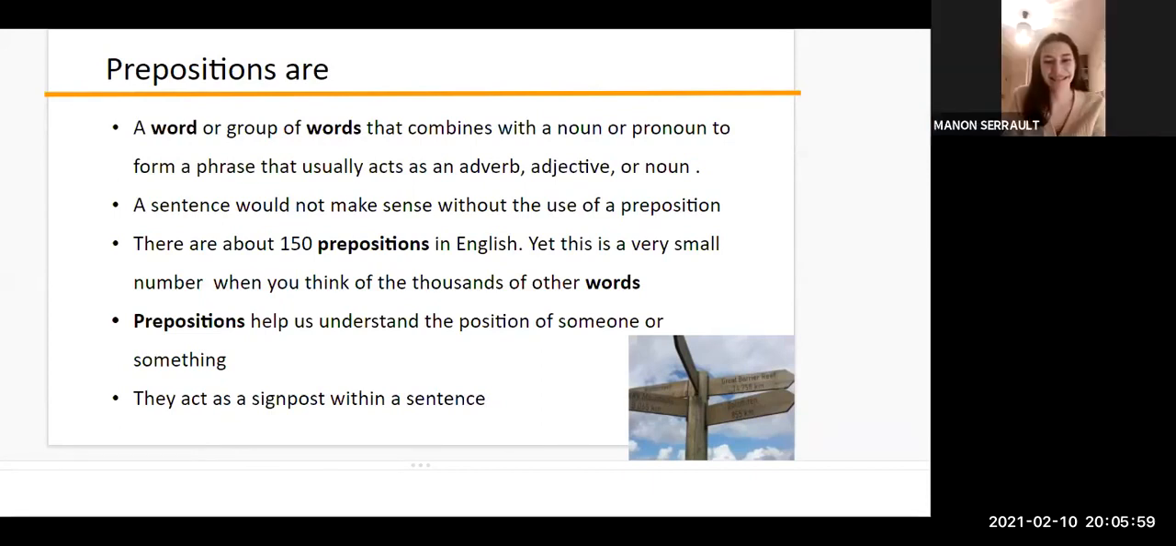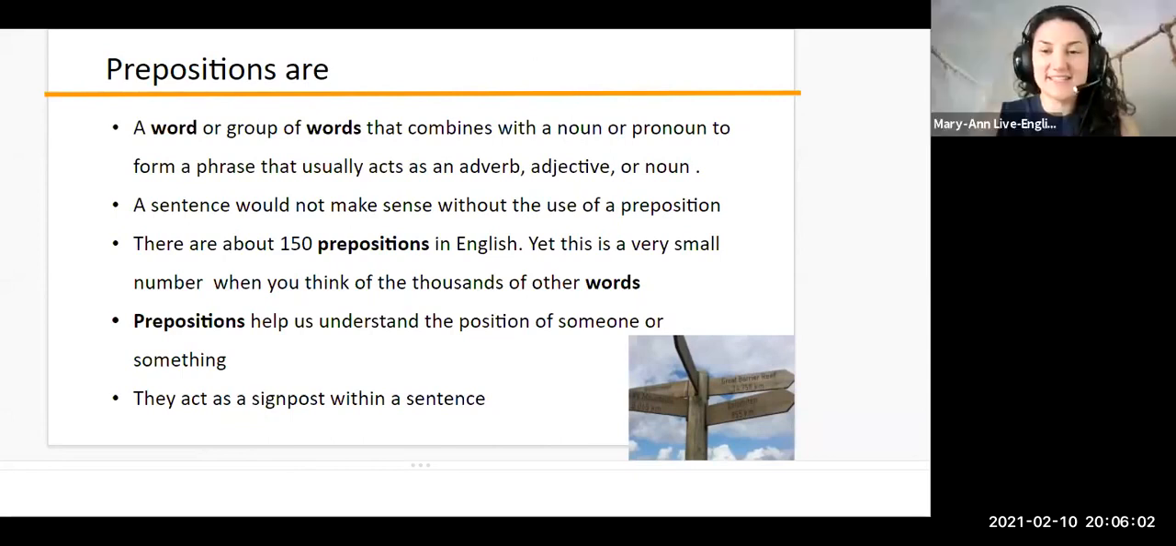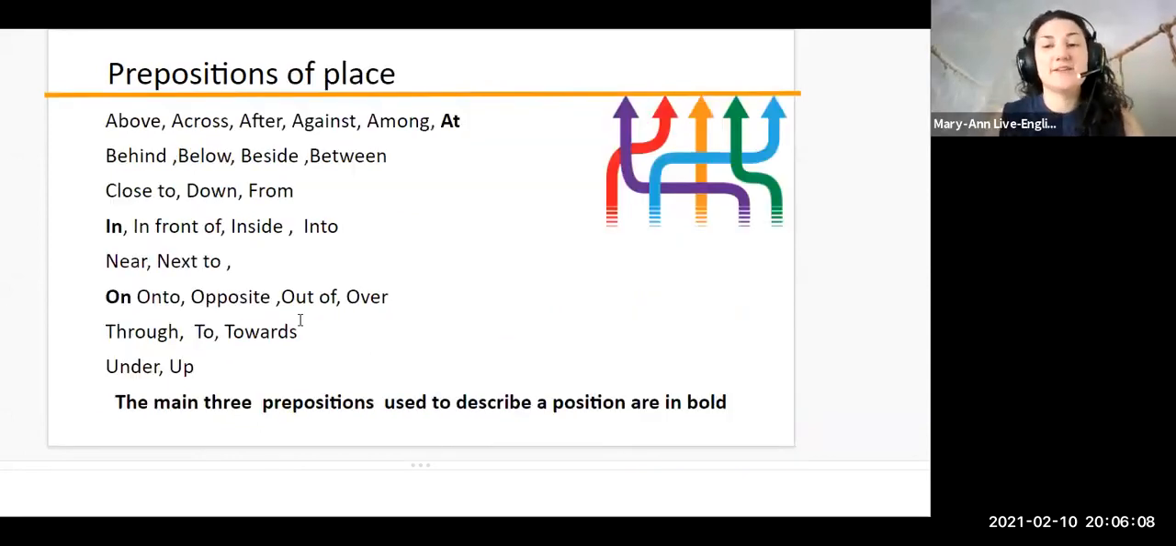Okay. Yes. Okay. So if you look at the next slide, let me just move it on. Okay. So here are lots of examples which are nicely organized in alphabetical order. So we have above, across, after, against, among, at, behind, below, beside, between, close to, down, from. Also, a lot of these words can also help you tell direction as well as place. In front of, inside, into. There are several prepositions.